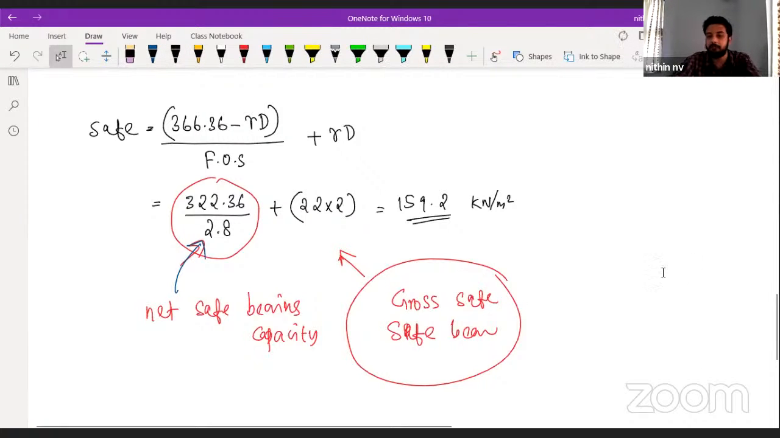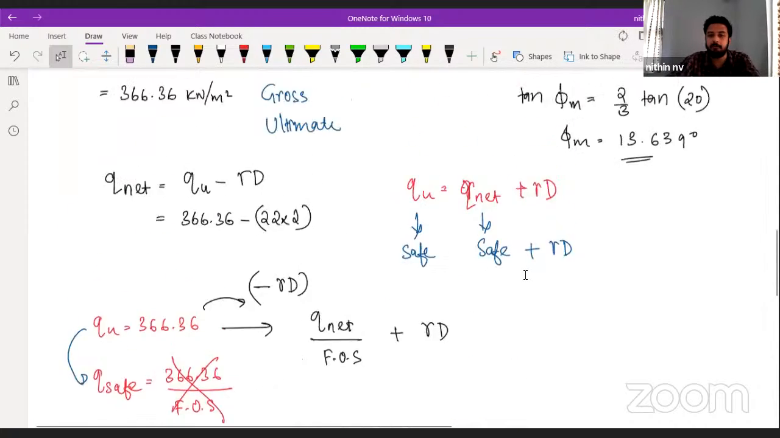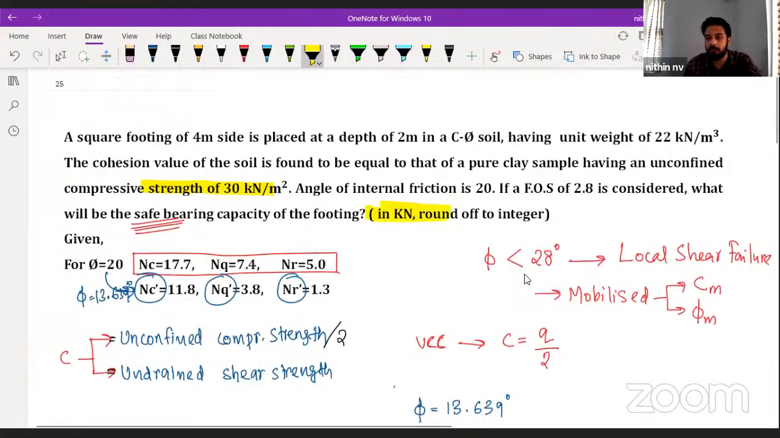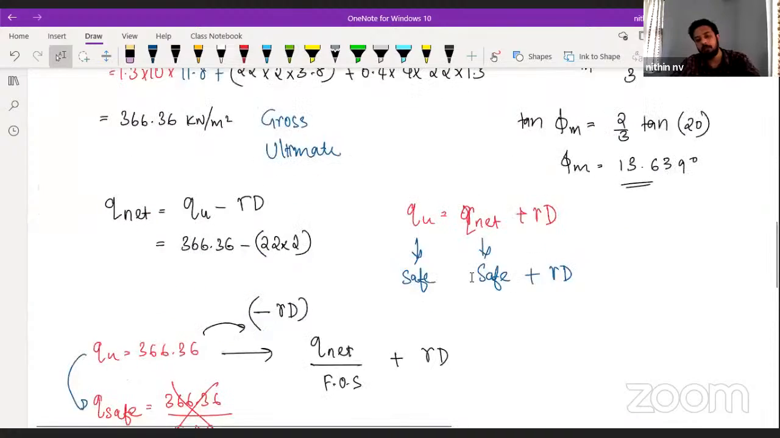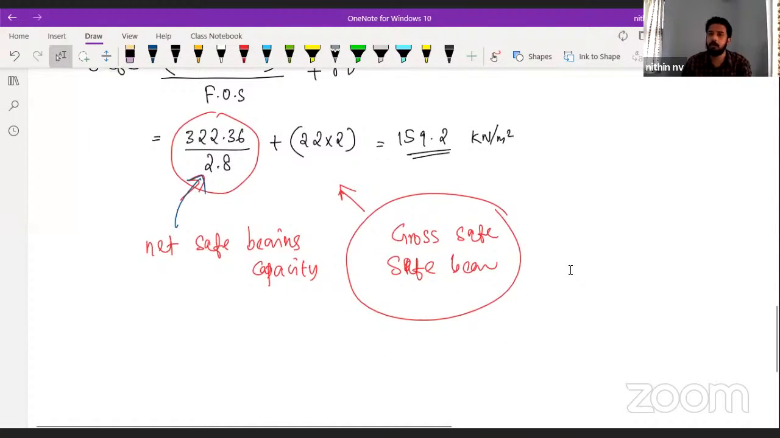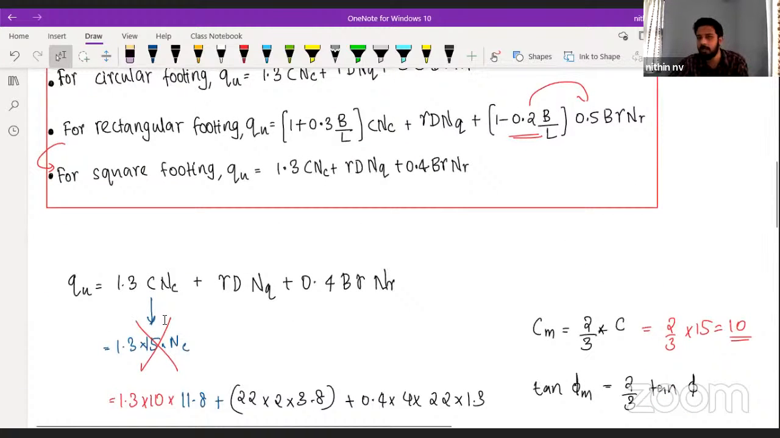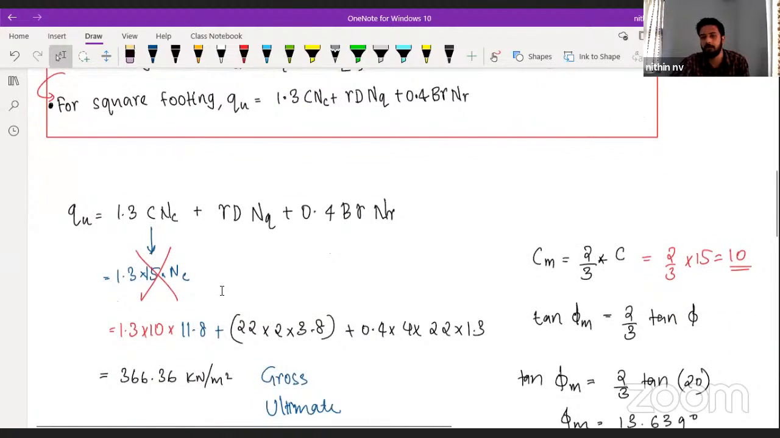Now, is this my final answer, 159? No, because they have asked in kilonewton. Always look at the units in which they are asking the question. Whichever be the subject, always look at the unit. Safe bearing capacity can be represented in kilonewton or per meter square. In this equation we get per meter square, because gamma D NQ and gamma NC have no unit. Gamma is kilonewton per meter cube times D in meter, giving kilonewton per meter square.